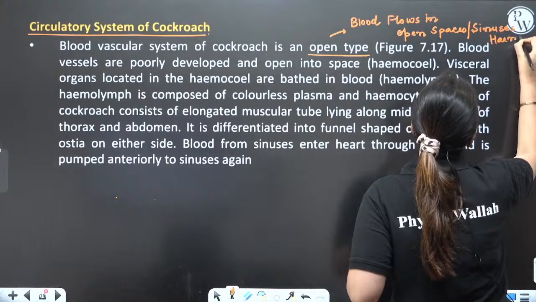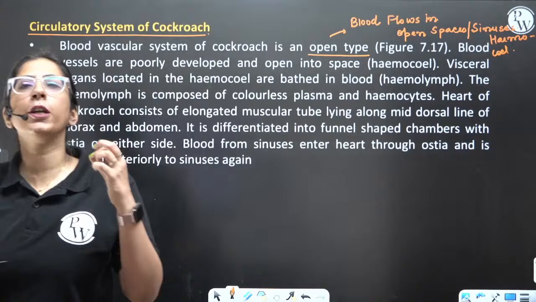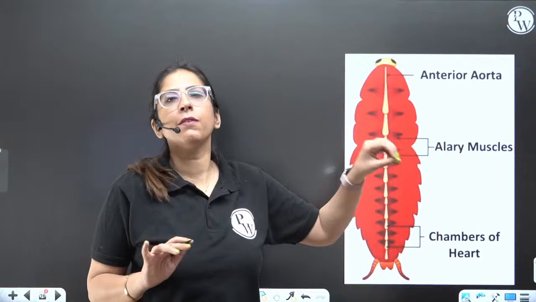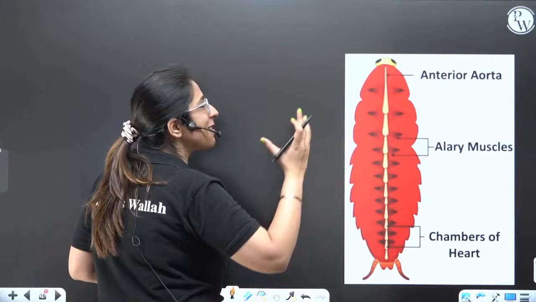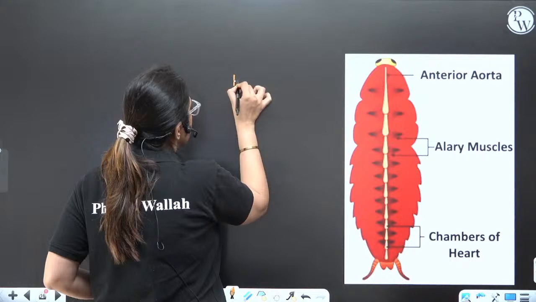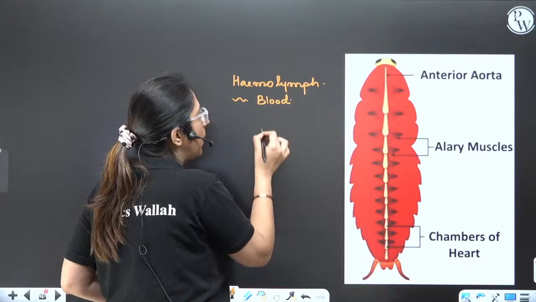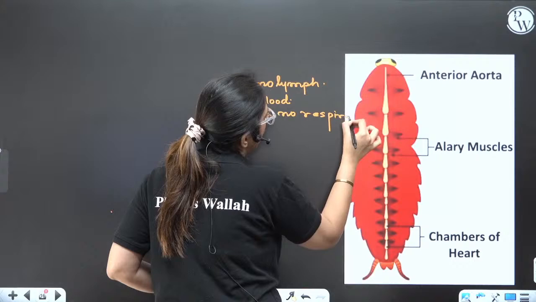Hemocoel. Right? In the hemocoel, there is a fluid present which is termed hemolymph. Do not be confused between hemocoel and lymph. Coel is a space, a sinus, a cavity. In that, hemolymph is present. Hemolymph is just like blood, but with no respiratory pigment. They do not have RBC.